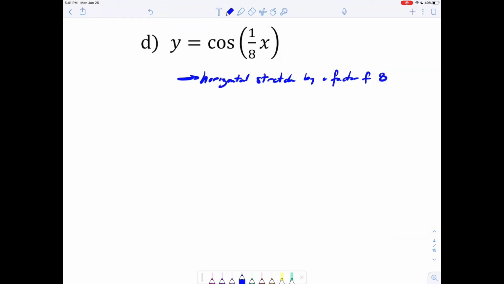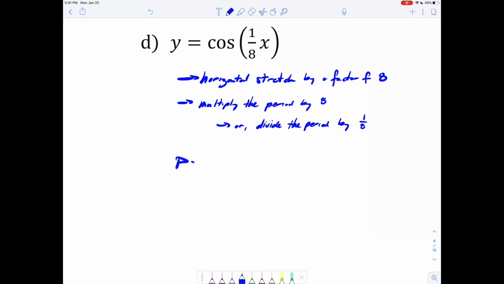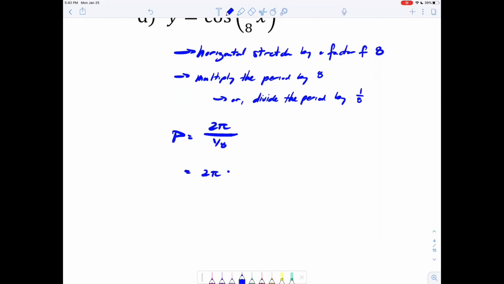We've got a horizontal stretch by a factor of 8. You could say that we're going to multiply the period. I'm just going to phrase it that way: divide the period by 1/8. So your period, which is normally 2 pi, is getting divided by 1/8, which is 2 pi times 8 over 1, which is 16 pi.